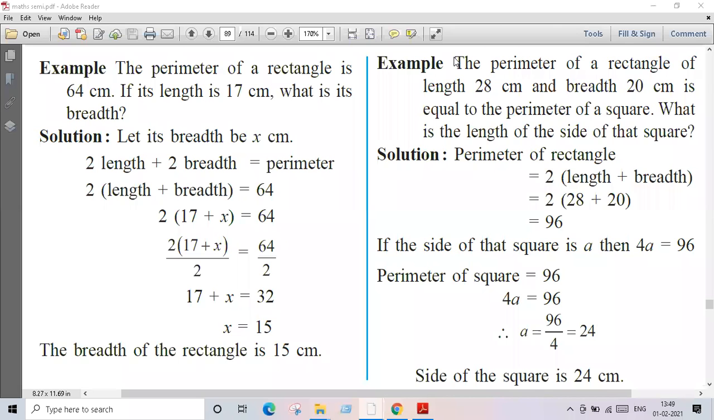Okay, so solved example बघा. We have to find out the perimeter of a rectangle. Actually, given to you is 64 centimeter. If length is equal to 17 centimeter, what is the breadth? Perimeter is already given. See, in a rectangle, what happens? See, this is your rectangle, this is your length, and this is your breadth. Getting? Samajhte? Now we have to find out the breadth.